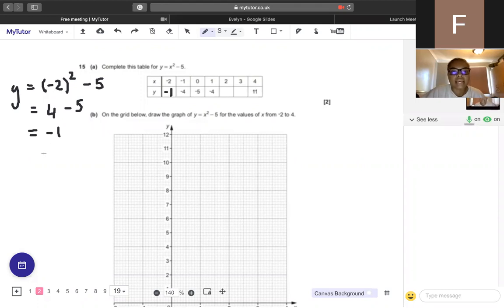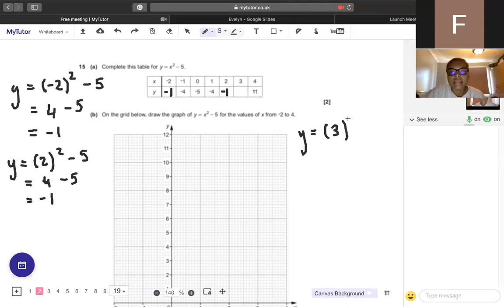Then for when x is equal to 2, we do the same thing. We can still put our numbers into brackets. So 2 squared is 4, because it's 2 times 2, and then minus 5 is minus 1 again. So we've got 4 minus 5, we've got minus 1. And then when x is equal to 3, we'll do it in exactly the same way. So we've got 3 times 3, which is 9, minus 5, so we've got 4. So 4 is our answer for this one.